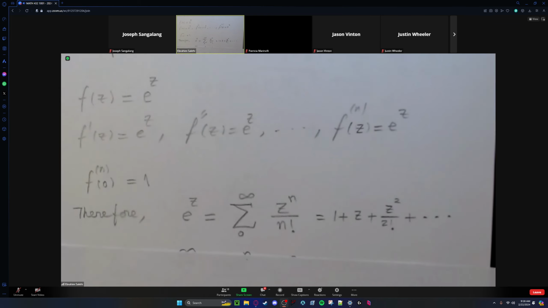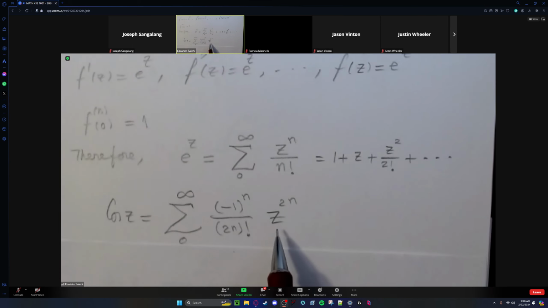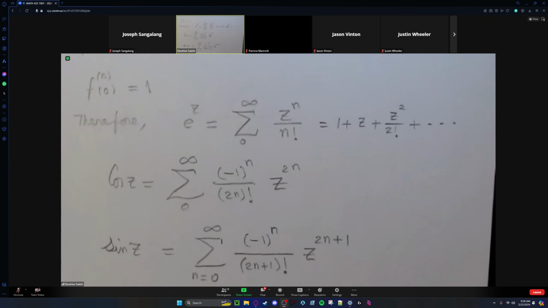Right? So this is one of the things that we will do. Given a function, we would like to find its Taylor series or Maclaurin series. If we go through the same process, here is for cosine z. This is the Maclaurin series of cosine z. And here is for sine z. Okay, is for sine z.